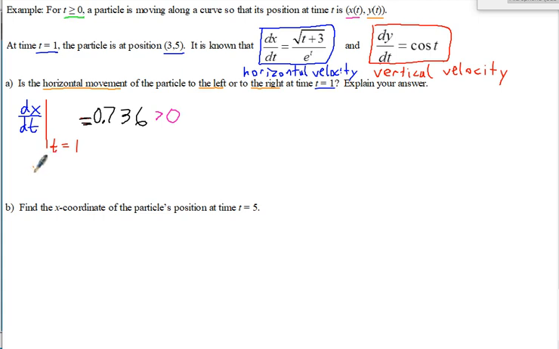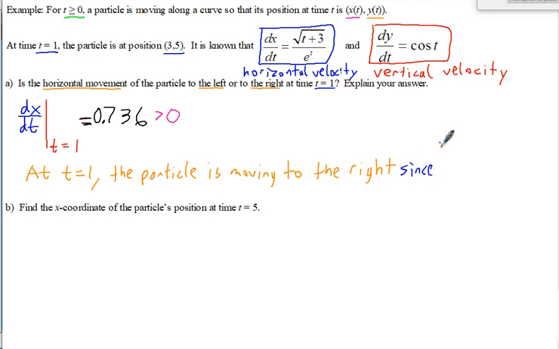So we can say at t equals 1. We're not giving any units per time on this one. Sometimes you are, so we're not. So we can say that the particle is moving to the right, and your reason would be, since it says explain your answer, dx/dt, specifically at t equals 1, is greater than 0.